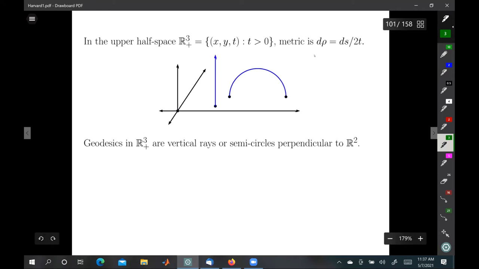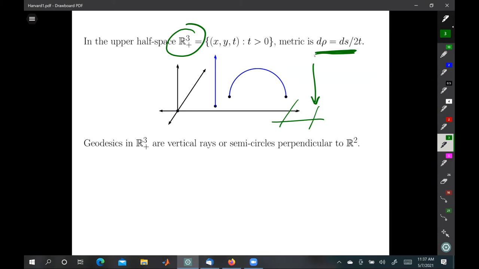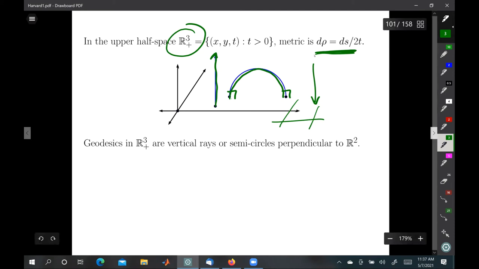Okay, when we go to three-dimensional hyperbolic space, I'm thinking of this in the upper half-space model. So this is R3 plus, and now the hyperbolic metric blows up as you approach the real plane on the bottom. Now geodesics are either vertical lines, or they are semicircles which are perpendicular to the boundary. Now a half space is half of a hyperbolic plane. I haven't said what a hyperbolic plane is yet.